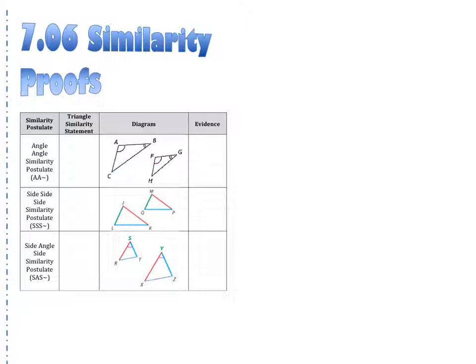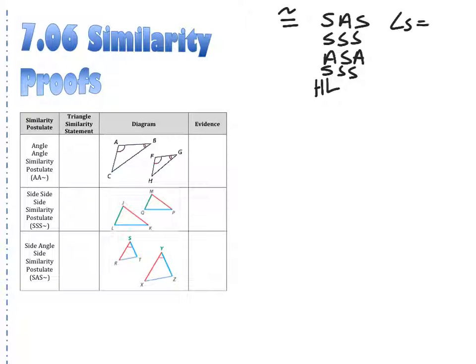So today we're going to talk about similar triangle proofs, and they're a little different than congruent triangle proofs. If you remember, when we proved triangles were congruent, we could do so with side, angle, side; side, side, side; angle, side, angle; hypotenuse, leg; or side, side, side. And when we were talking about these proofs, we were showing angles are congruent or sides are congruent.